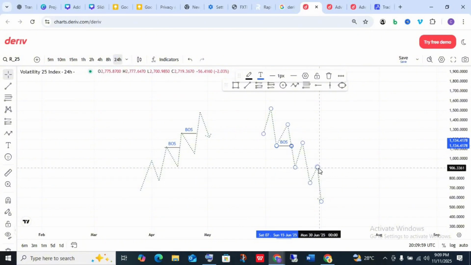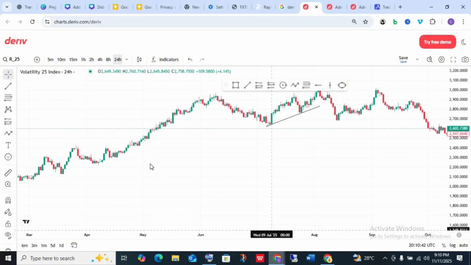So this is a break of structure to the downside, another break of structure to the downside, another break of structure to the downside. Now I'm explaining these key concepts because we'll be using them in the strategy that I will teach you in this video. So you need to clearly understand them. Now let's go over to the chart to identify these things in real life.